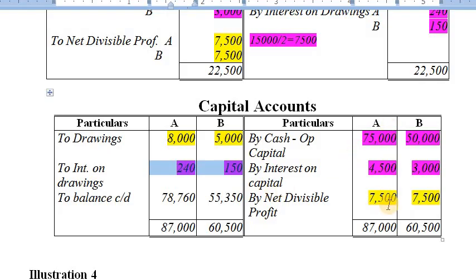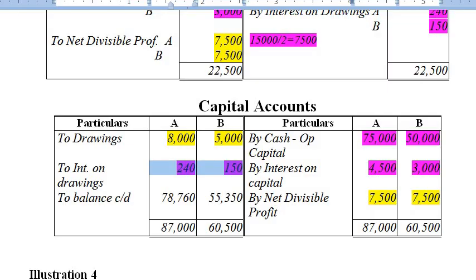Anything you want to give to partners, give it on the credit side. Anything you want to take from them, do it on the debit side. Interest on capital, interest on drawings, and drawings of course will come to the debit of capital. And then finally net profit, that 15,000 is divided, you see here. Give it to partners. Yes, partners got it. And now finally the balances 78,760 and 55,350. That's the end of the story.